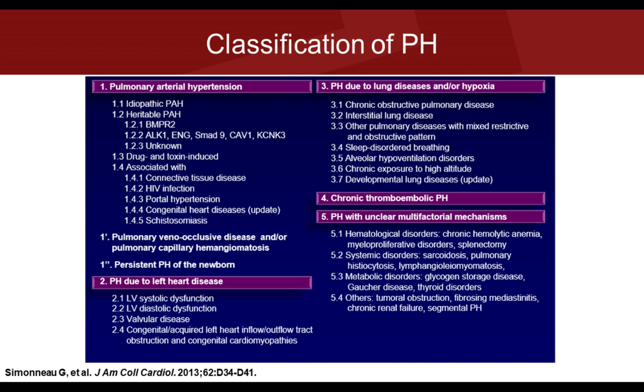Group 2, left heart disease. Group 3 is lung disease, the second largest group, and then group 4 is chronic thromboembolic pulmonary hypertension, another group that you don't want to miss because of improving outcomes for patients in that group, both with surgical and medical treatment.